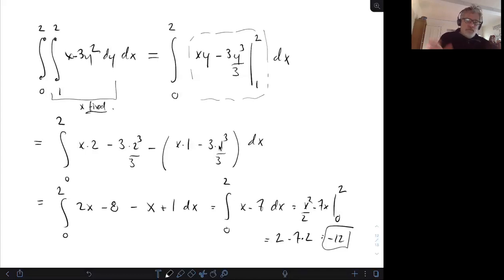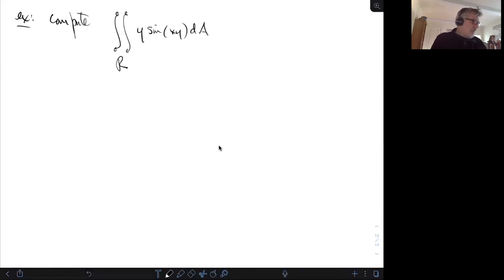So let me do one where the flavor is really different, and I'll finish with this, okay? So here's a last example for today. So we're asked to compute the following double integral. It's the integral of y sine of xy over the rectangle 1, 2 times 0, pi.